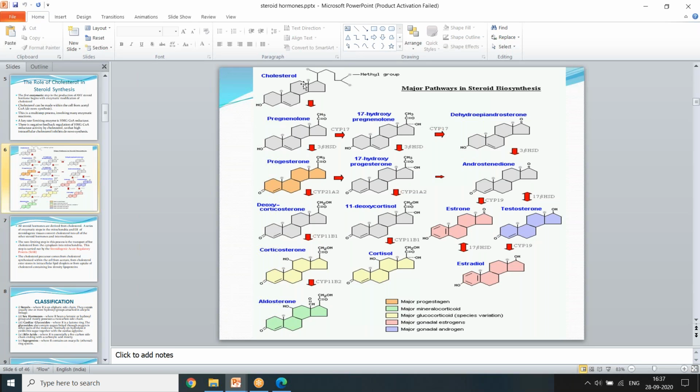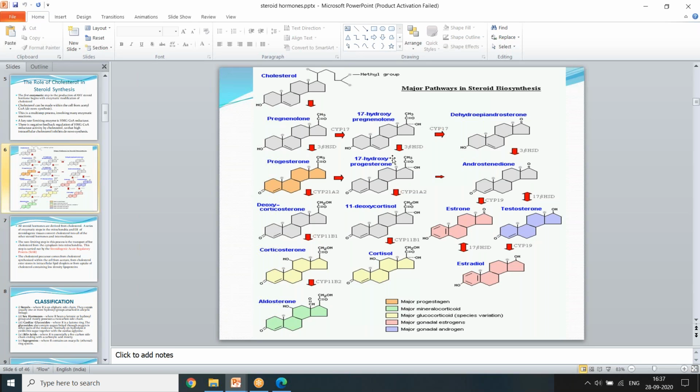Like I told you, conversion of cholesterol to pregnenolone is a rate limiting step. Then conversion of pregnenolone to 17-hydroxypregnenolone, cytochrome P450 plays a very important role. Similarly, here also progesterone getting converted to 17-hydroxyprogesterone. Again, there is cytochrome P450 which plays an important role, and in both these reactions, a hydroxylation reaction is happening.